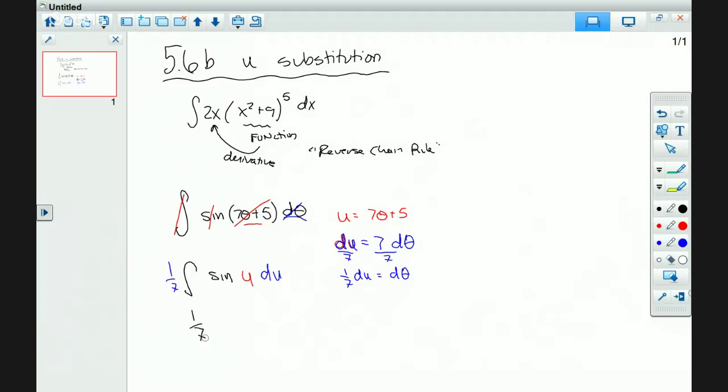1/7. What's the integral of sine? Negative cosine. And what is u? Put it back in. I feel in our final answer, we have to... The integral thing? Yeah. What's that? Because the integral of sine is... Oh.